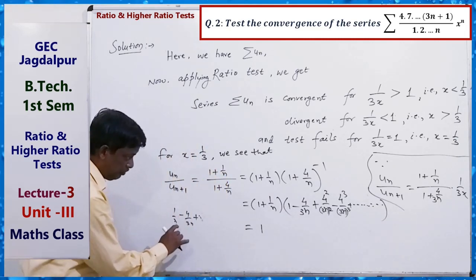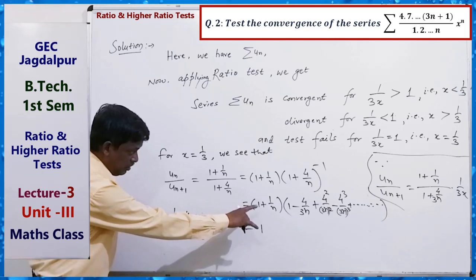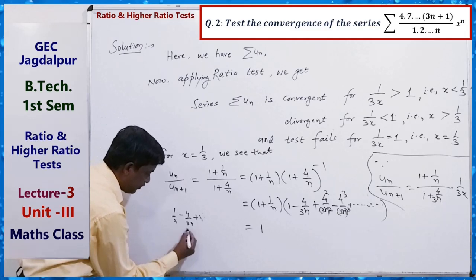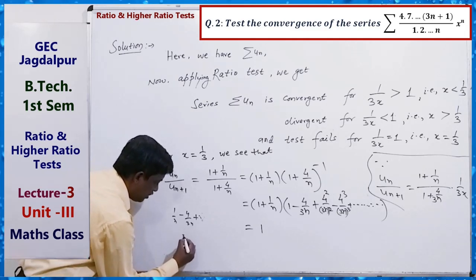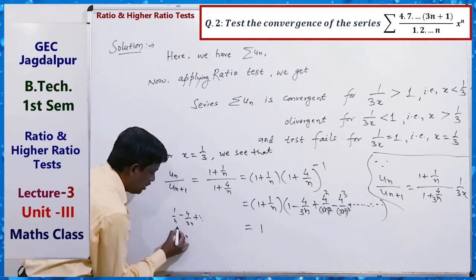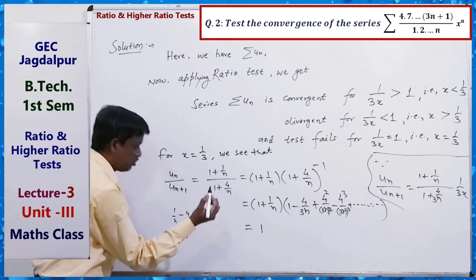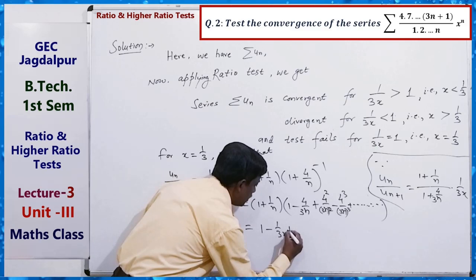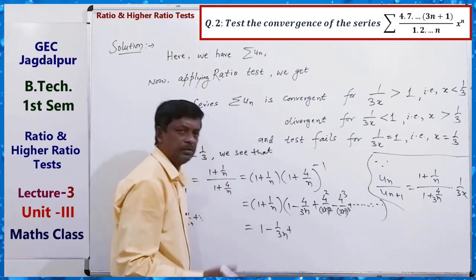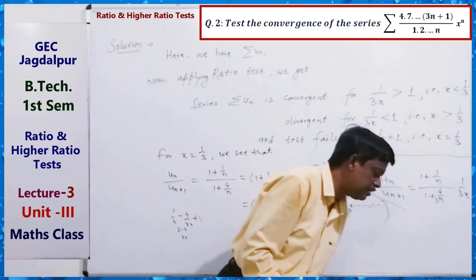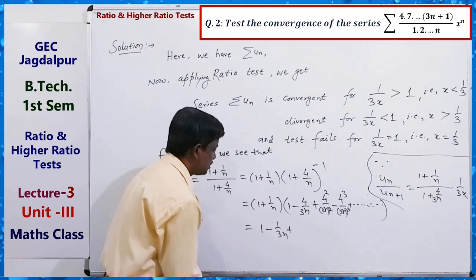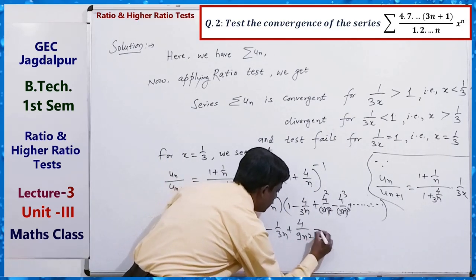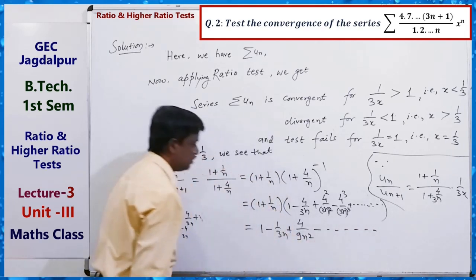So 1 by n minus 4 by 3n, here taking 3 common: 3 minus 4, that is minus 1 by 3n. And for the next term you can write plus 4 by 9n square and so on. This will be the series form.